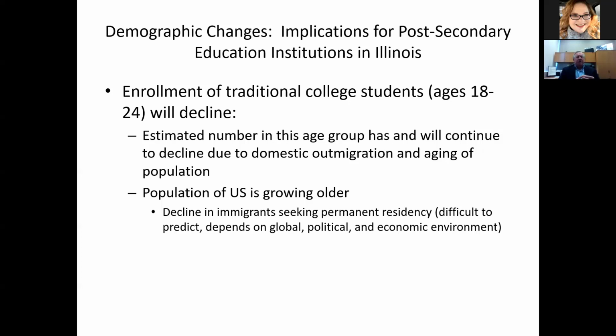The US population is growing older. It's growing older for a couple of reasons, not the least of which is the decline in the number of immigrants seeking permanent residency in the United States. It's difficult to predict how many immigrants will seek permanent residency because their desire to live and stay in the United States is determined by global political and economic environments that, frankly, the education community has no real influence as to what transpires in those environments.